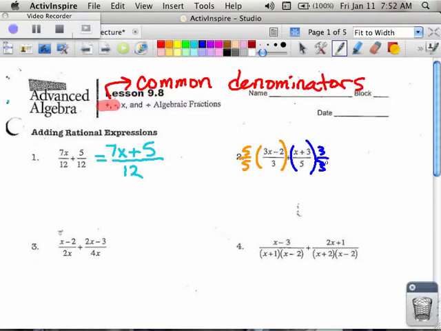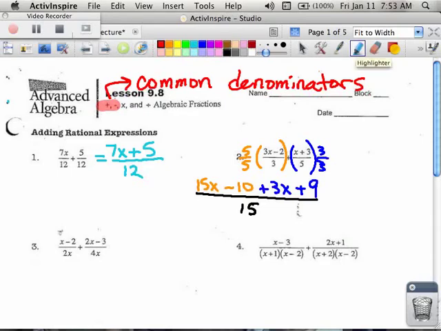Now when I do this, the left fraction turns out to be 15x minus 10 on the top. The right fraction turns out to be 3 times x, which is positive 3x, and 3 times 3, which is positive 9. What's the common denominator? 15. So on the bottom, I put the number 15.